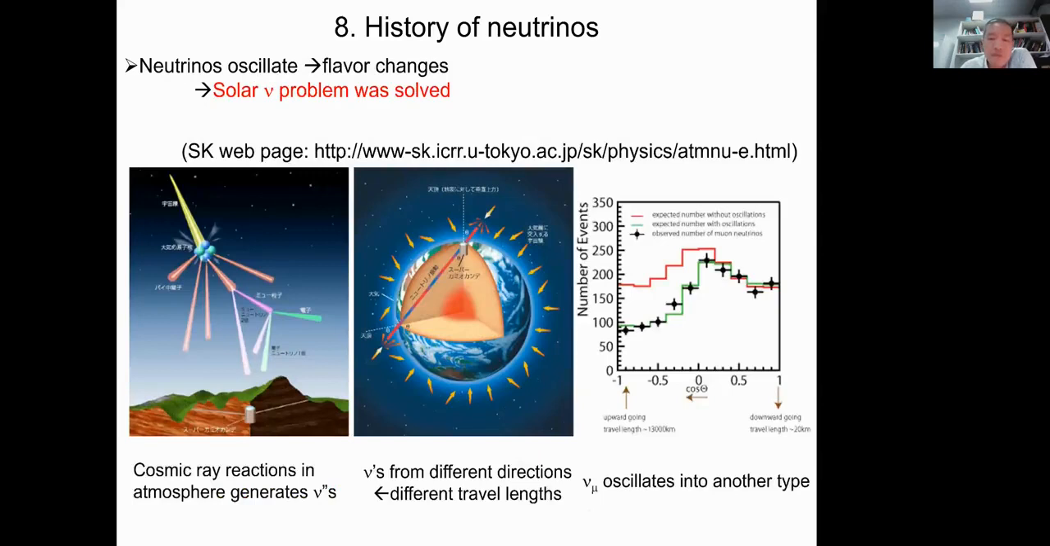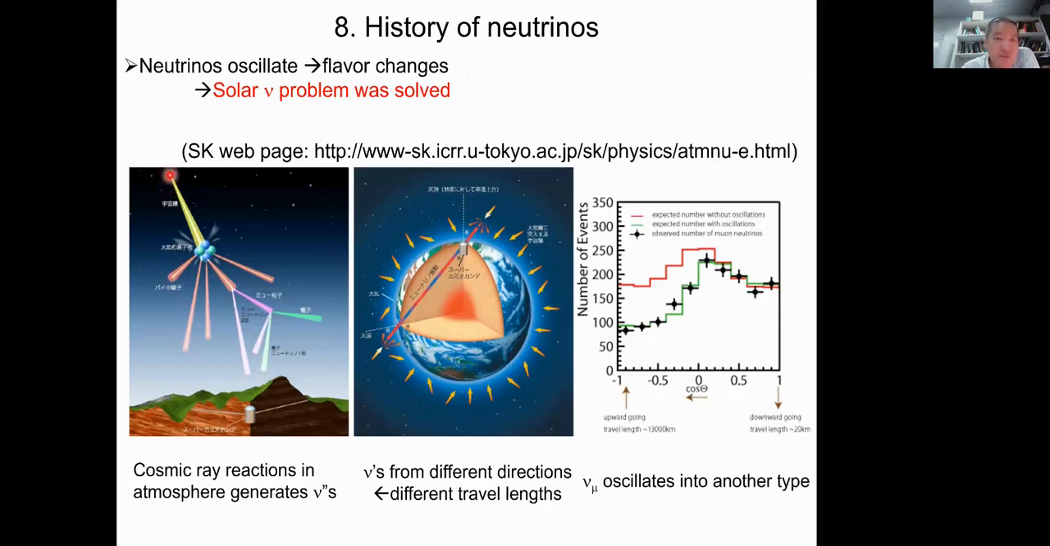And nowadays, we know that this solar neutrino problem was caused by neutrino oscillation. During the propagation of neutrinos, its flavor changes. And it is related to the mass squared difference. That is small, but it has been experimentally measured.